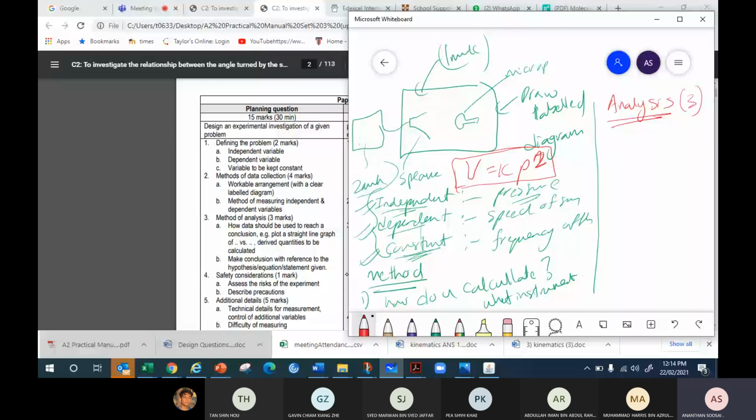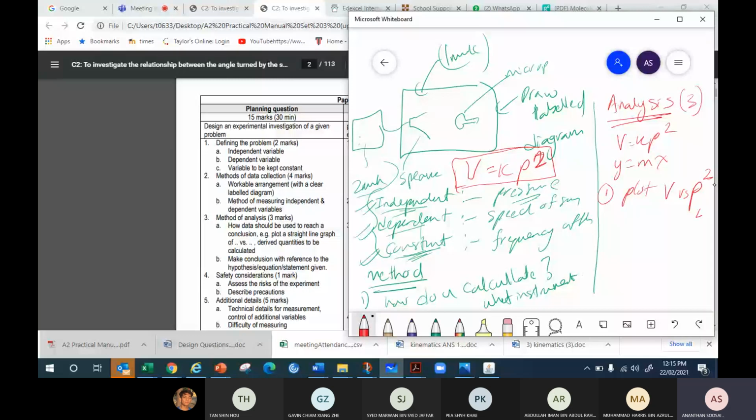So in analysis, to show the relation, scientists prefer to plot a graph. What type of graph? A straight line. You want to get a straight line. So in this case, you must tell what type of graph to be plotted. For v equals K P squared, compare y equals mx. So plot speed versus pressure squared. Plot a v versus P squared graph.